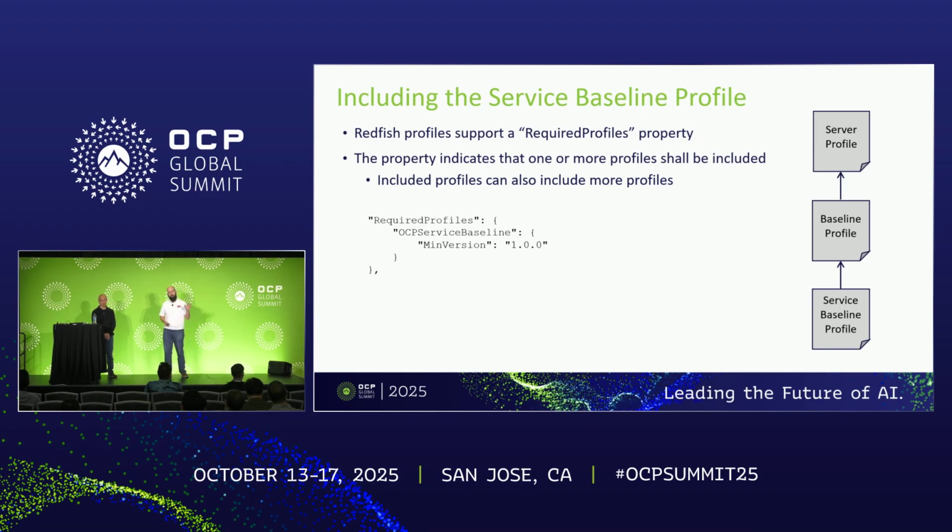So the structure we have in place going forward is the server profile that we have in OCP right now. It inherits from the platform baseline profile, and in the future it will eventually reference the service baseline profile. So you have a kind of a tier effect of defining your requirements for a platform.